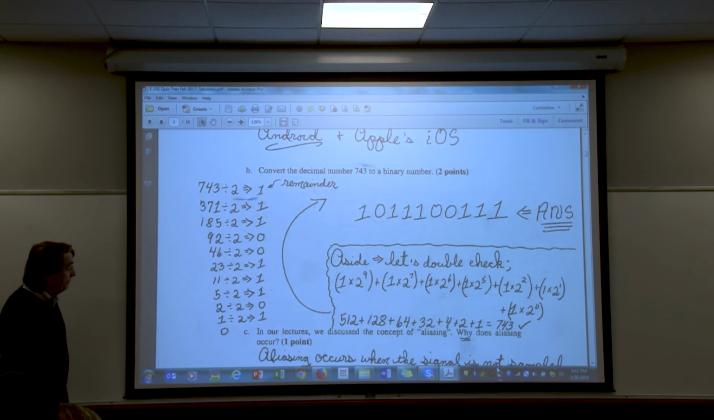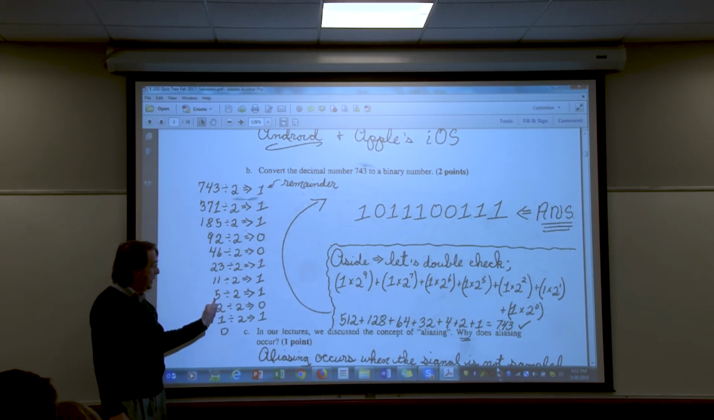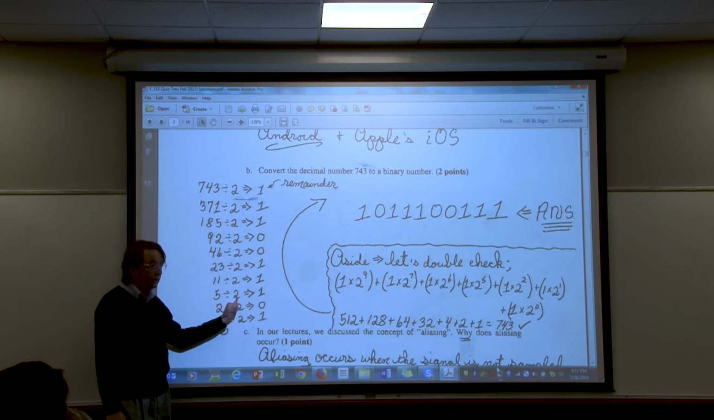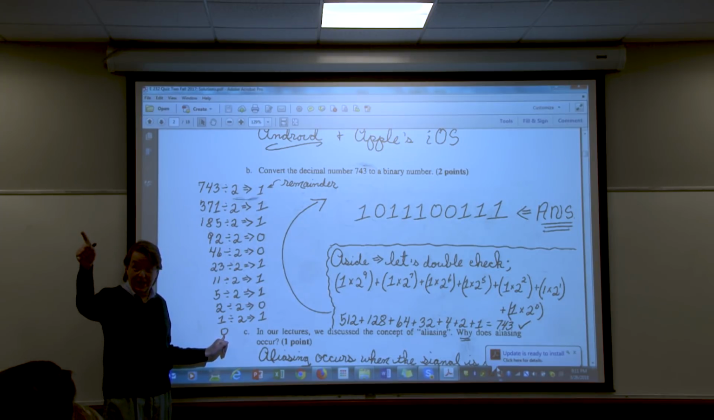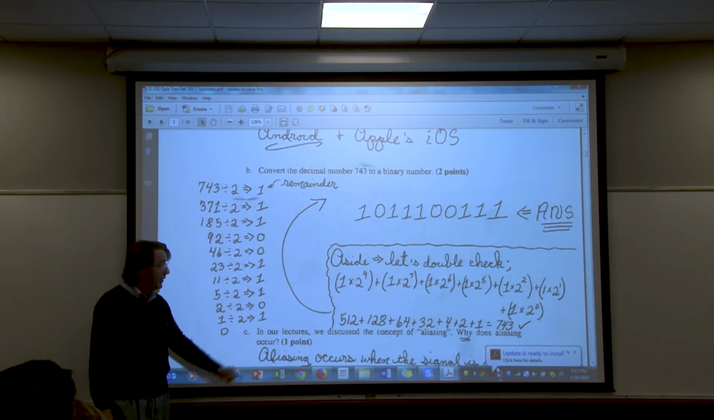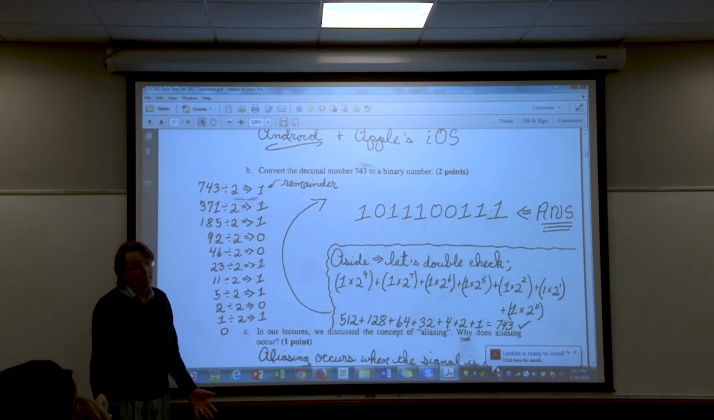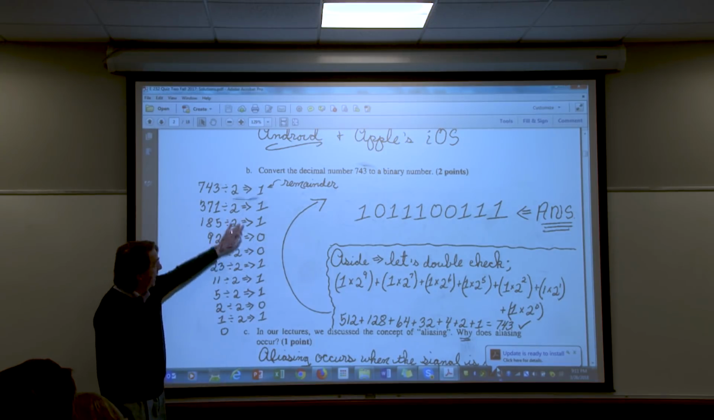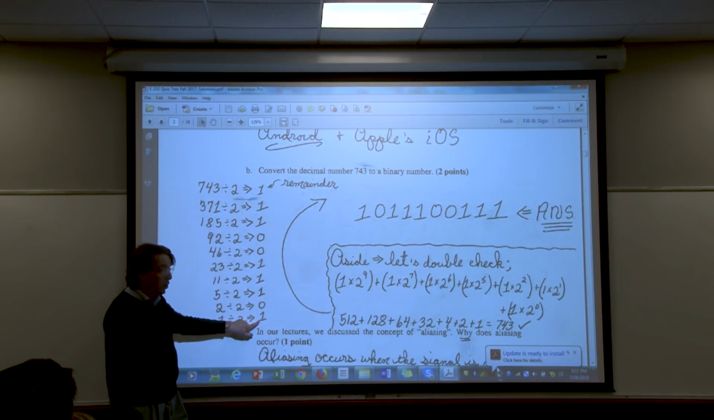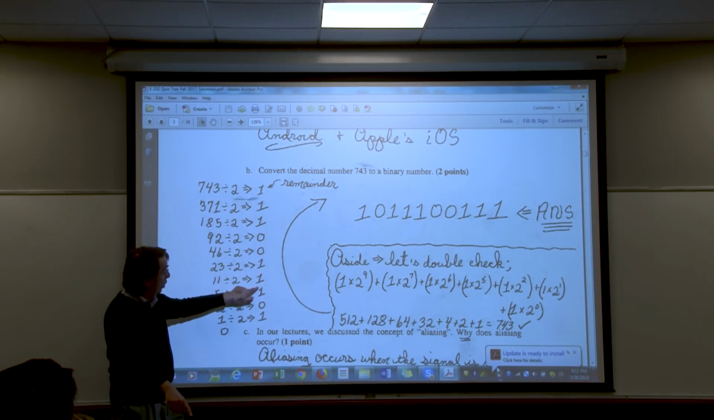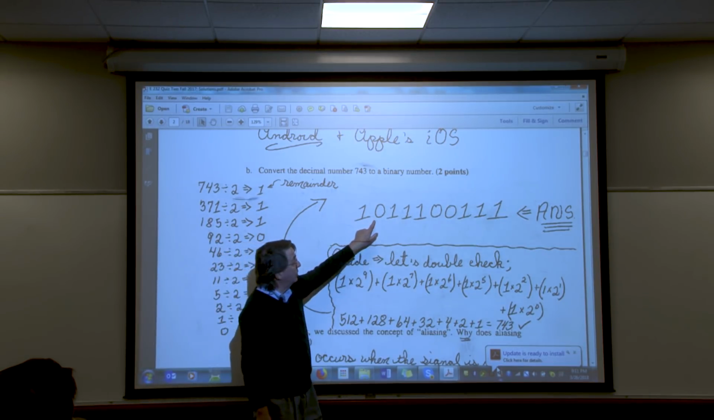Now, when do I stop? Well, down here I have 5 divided by 2. That's 2 with remainder 1. 2 divided by 2 is 1 with remainder 0. 1 divided by 2 is 0. That's when I stop. Remainder 1. Now, the only mistake I think you'll make is you might read it down. You got to read it from the bottom up. So notice it's 1011.